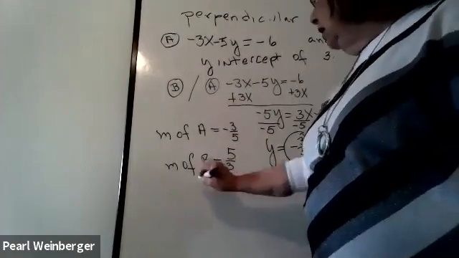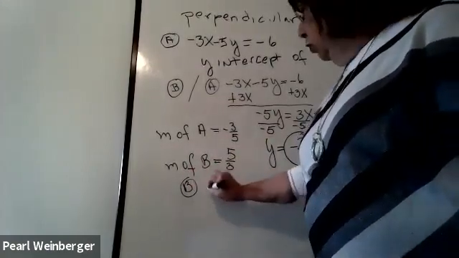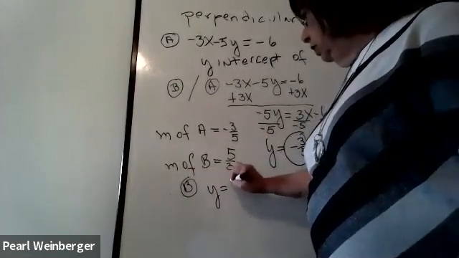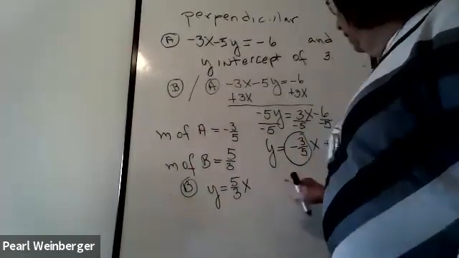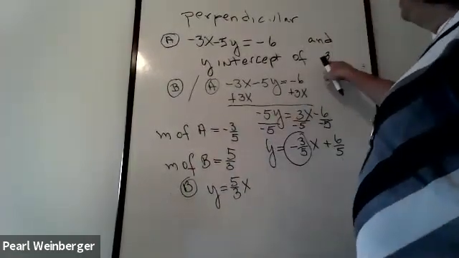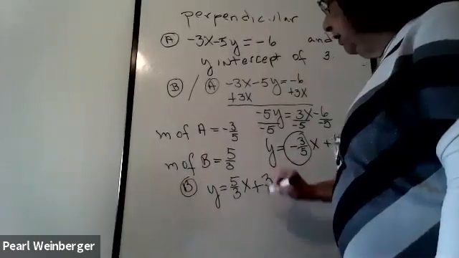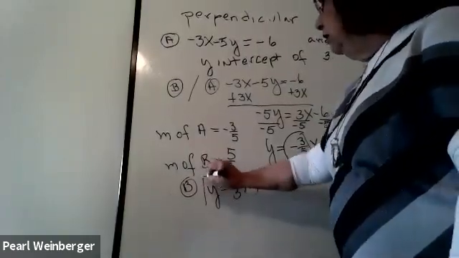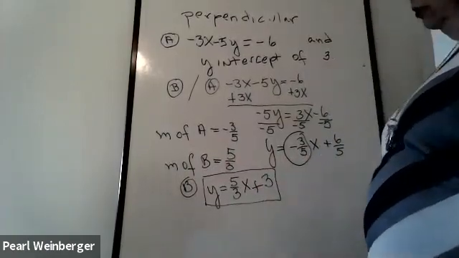So here's my equation for line B. It's y equals m, which is 5/3, x plus b. But look at what they told us b is. They told me the y-intercept is 3, so it's plus 3. I didn't have to work anything out because they already told me what the y-intercept is.